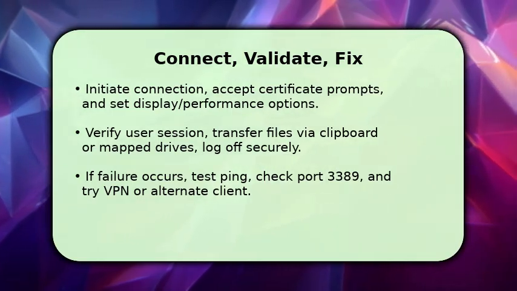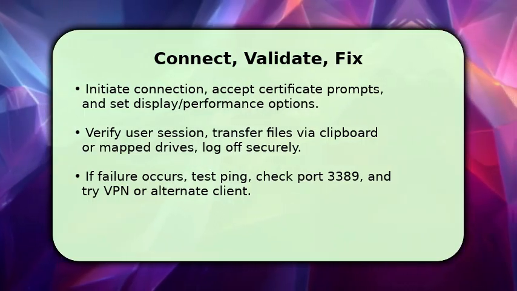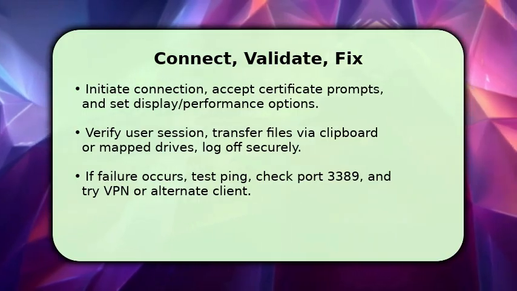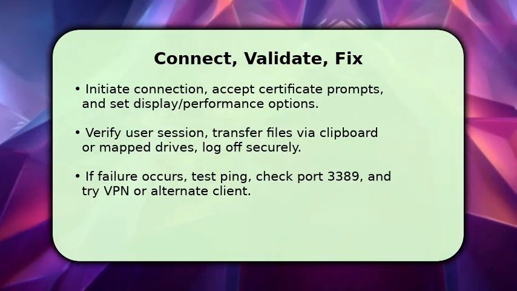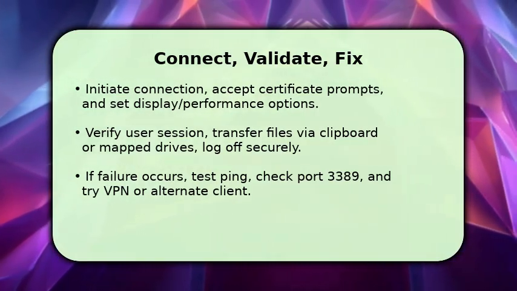If something goes wrong, make sure to ping the host IP, verify port 3389 is reachable from your client, and test via a VPN or different RDP client. That single troubleshooting step often reveals misconfigured firewall or ISP blocking.